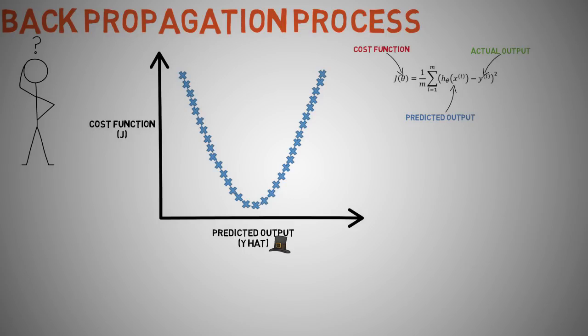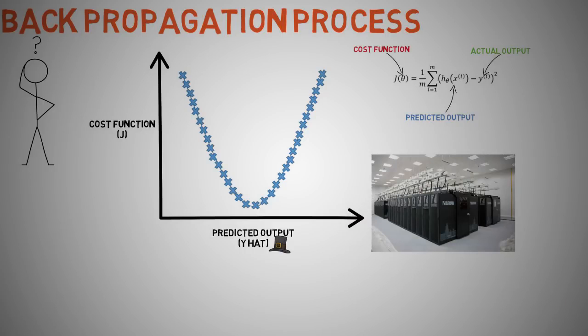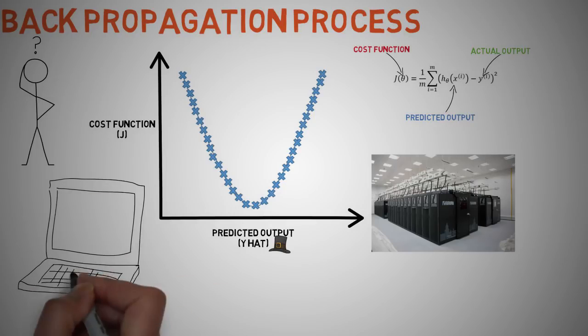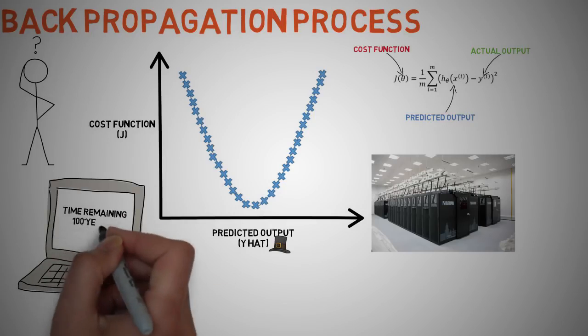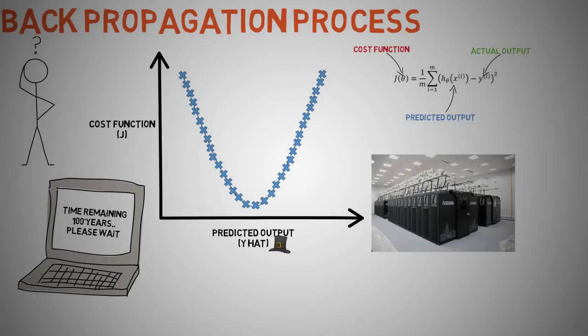Easy, right? Wrong. Though it may seem very easy, it would require a humongous amount of computing power. Think the fastest supercomputer on this planet. Now it would take that computer over 100 years to calculate the optimal weights for a relatively small neural network. We need to be smart about this.